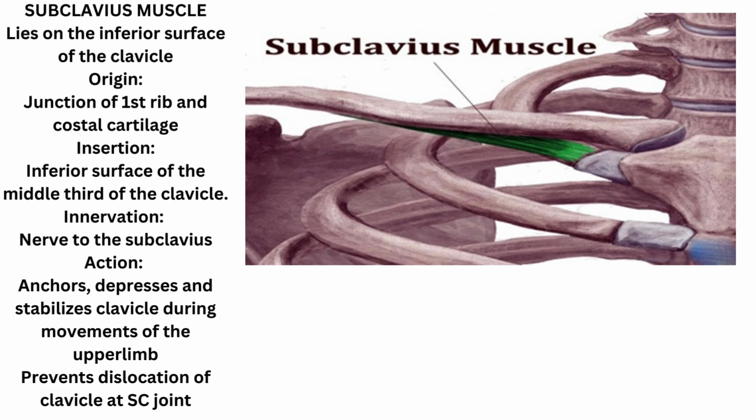Subclavius muscle anchors and depresses the clavicle, stabilizing it during movements of the upper limb. It also prevents clavicular dislocation at the sternoclavicular joint, for example, when pulling very hard during a tug-of-war game.